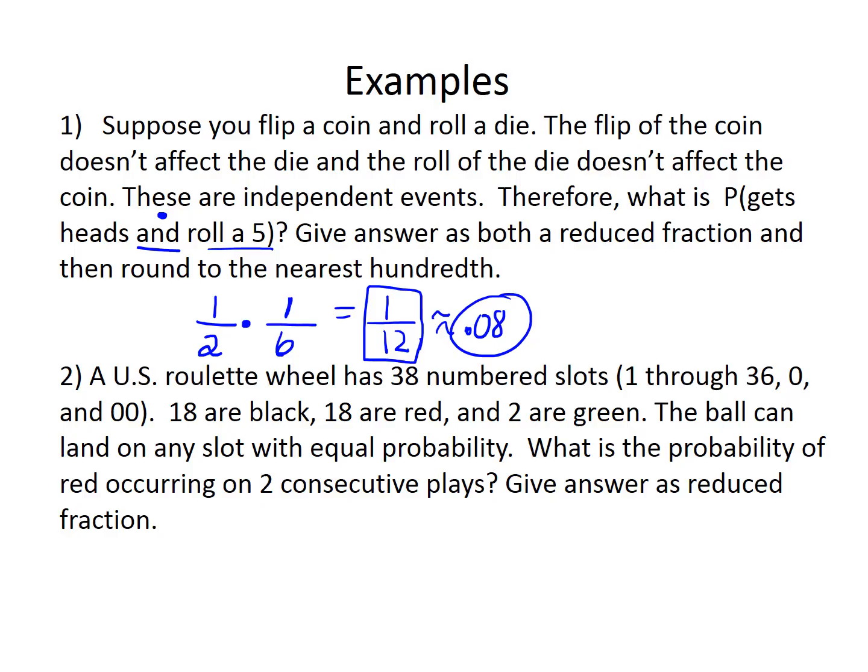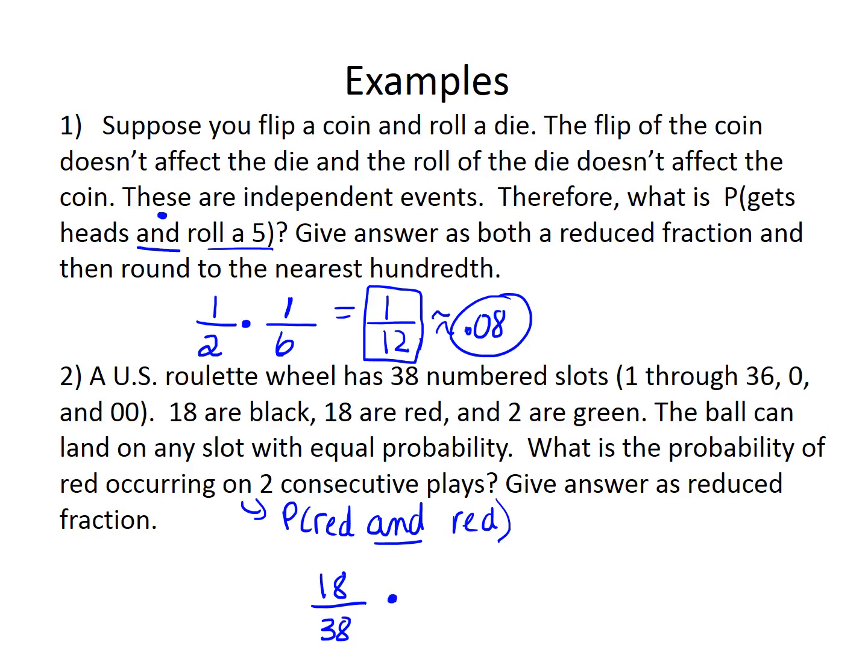So the ball can land on any slot with equal probability. What's the probability of a red occurring on 2 consecutive plays? So what does that mean? That means probability of red on the first one and red on the second one. So you know that you are going to multiply. So red on the first one is 18 out of 38, right? There's 38 slots because there's 18 red, 18 black, and 2 are green.